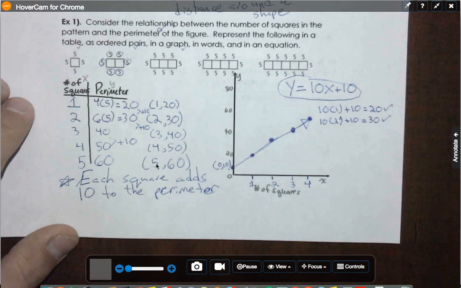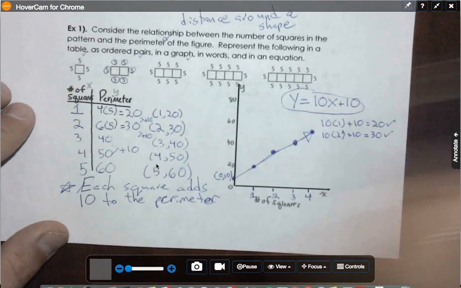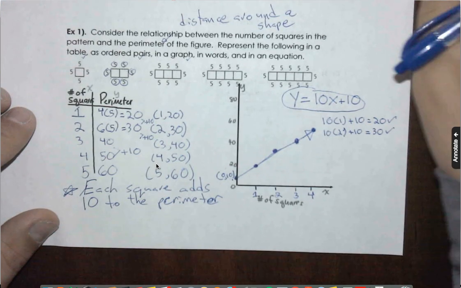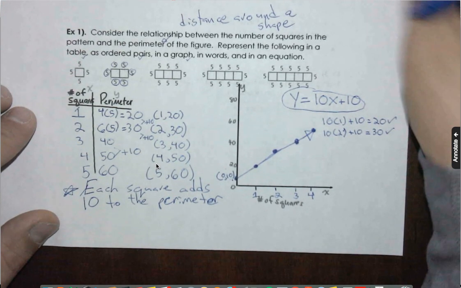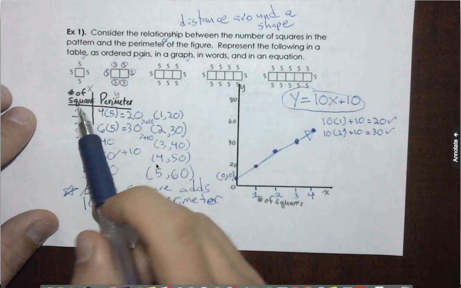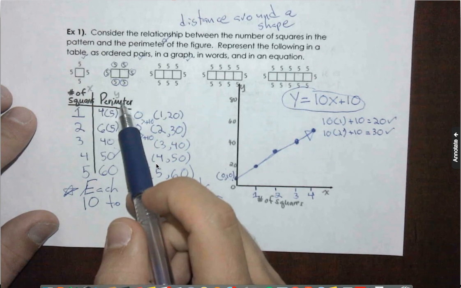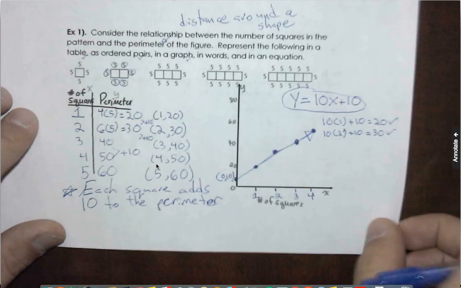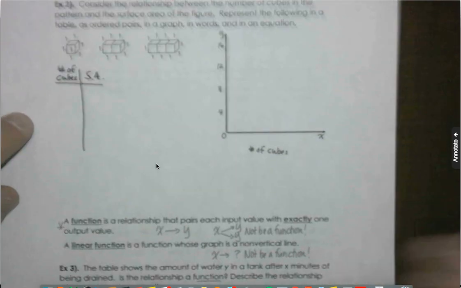So a lot of information just based off of what's going on here. And so the independent variable would be the number of squares. The dependent variable would be the perimeter. Just to relay back to that.